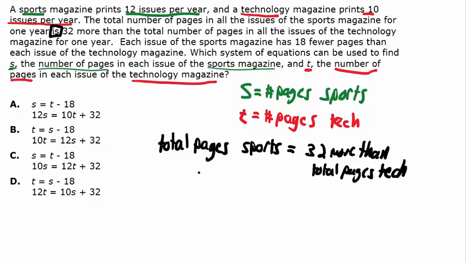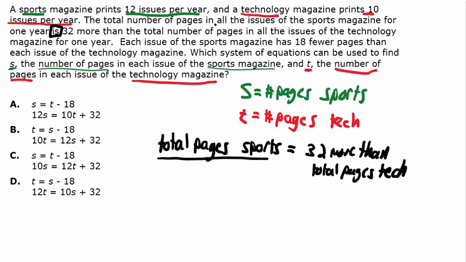Alright, T stands for the number of pages in a technology magazine, and S stands for the number of pages in a sports magazine. So I've got to figure out, do I use S for this part? I'm not exactly sure, because there's more than one magazine going on here, and I don't know if this equation meant each individual magazine or the total number of pages in all the magazines for the entire year, because I didn't really read the problem very carefully. So I'm going to go back up to it.